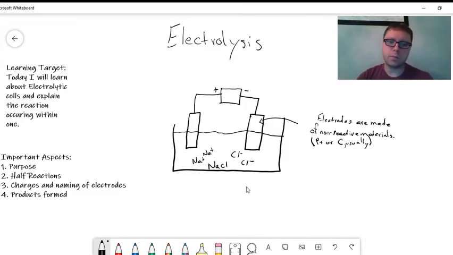Okay, so first of all, the purpose here, and I already told you, is to separate something. So for this example, we have NaCl here, and you notice I have watermarks here. This is molten NaCl, which means it's kind of like lava. You take rock and you heat it up to a point where it becomes a liquid. We're doing the same thing to NaCl.